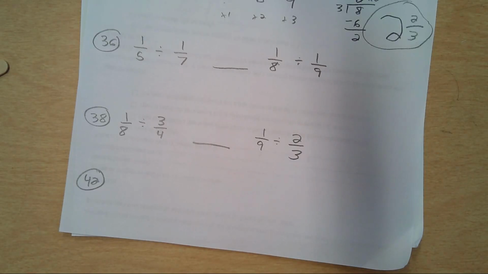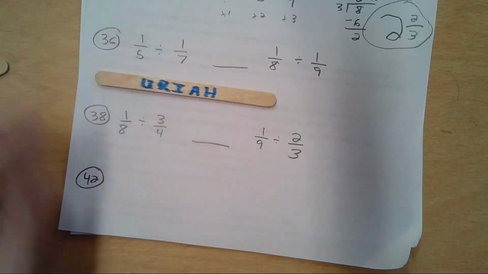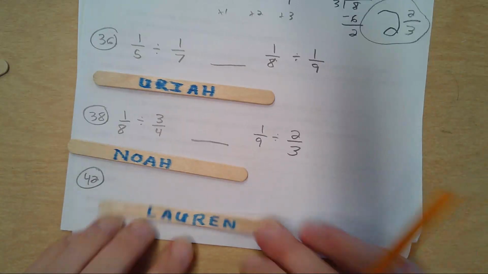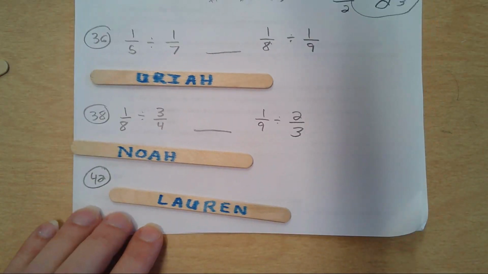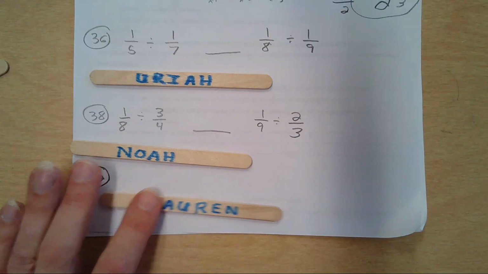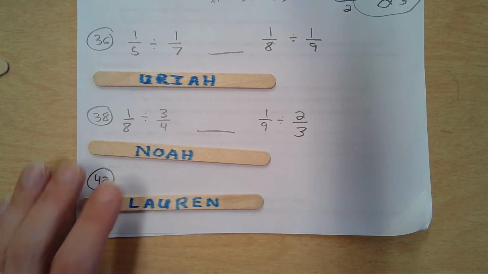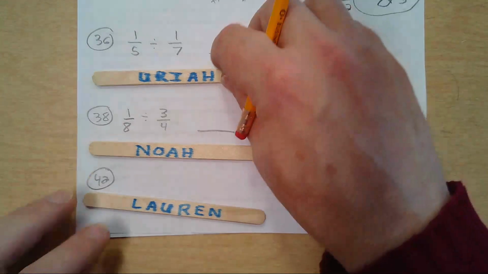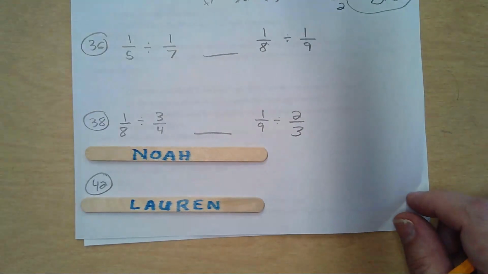There we go. 36, Uriah. 38, Noah. 42, Lauren. Still take, please. Wait, did George do one already? Yeah. I don't remember. All right. Any of you three ready? Noah? Uriah, you're ready? All right. Well, you're up first, Uriah.